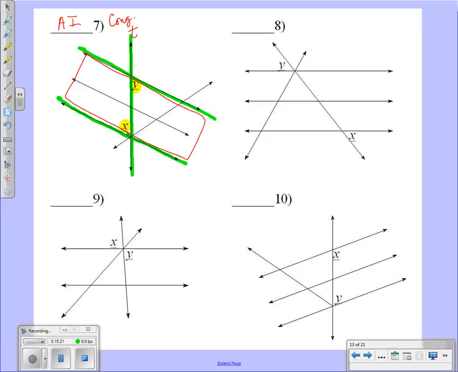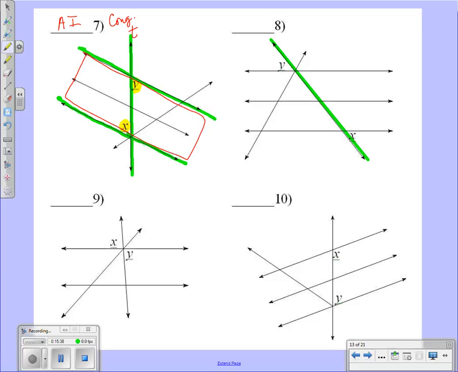Look at number 8. We have to figure out what our transversal is. So again, we want to pick the line that is connected to both angle X and angle Y. A line that connects to both of them. Here's angle X and angle Y connected.